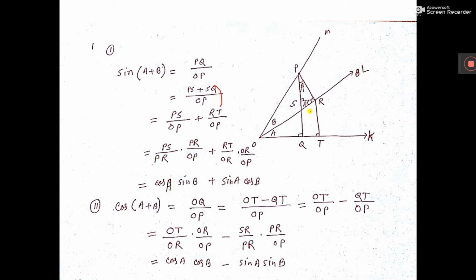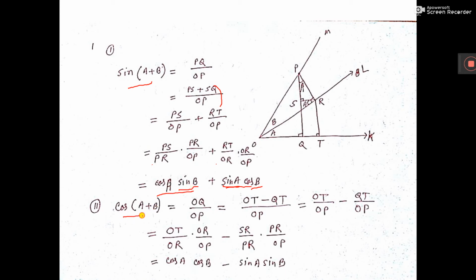Now this one is cos A. Similarly PR by OP, from the diagram you see PR by OP. This is perpendicular by hypotenuse and this angle is B, so it is sin B. And RT by OR is sin A, OR by OP is cos B. So sin(A + B) is equal to sin A cos B plus cos A sin B, we have got.